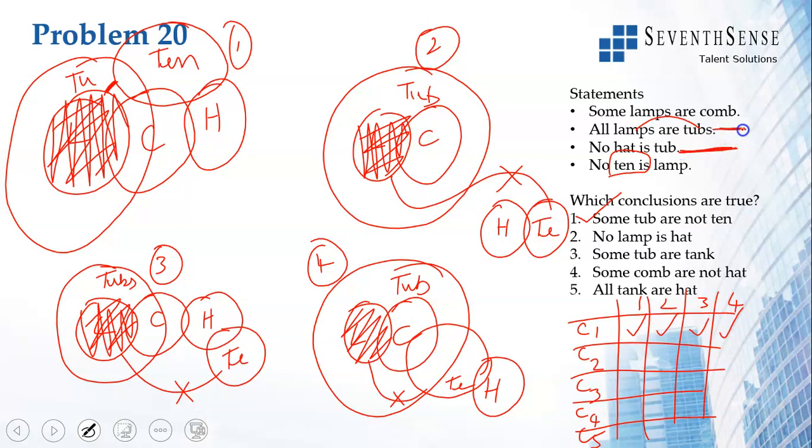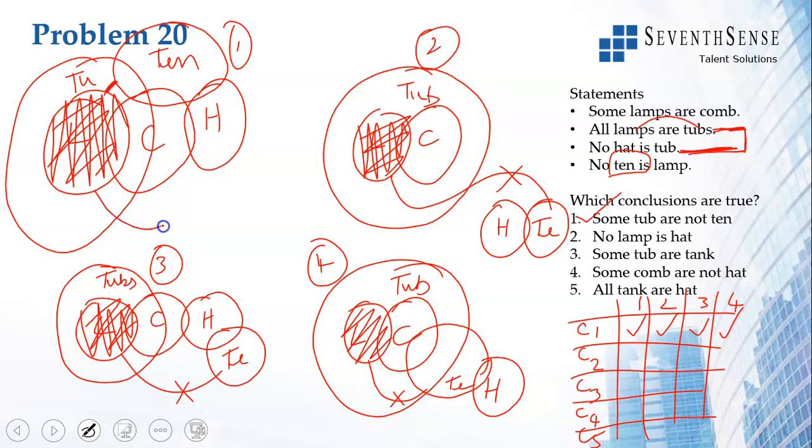And all the lamps are tubs, which means lamps will be inside tubs. So there can be no lamps which are hats also. Just from the statements we can conclude. Let us see with the diagram if it is possible. All the lamps are tubs, which means lamps will be inside tubs. There can't be any overlap between hats and tubs because of this statement. Hence, there can't be any overlap between lamps and hats also.